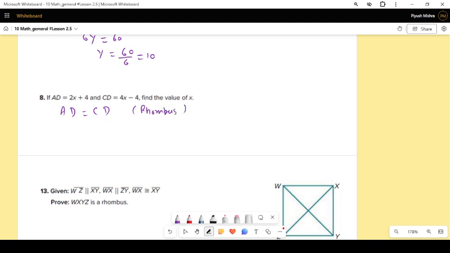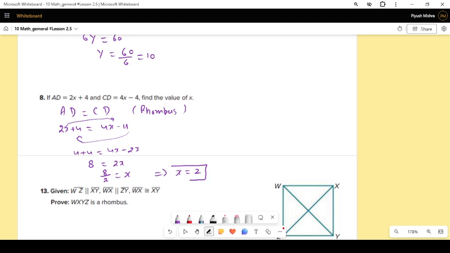So put the values. I can write here 2x plus 4 will be equal to 4x minus 4. Further solving it, I am transferring this one over here and this one over here. So I can write 4 plus 4 is equal to 4x minus 2x. Here you will get 8 is equal to 2x. So x is equal to 8 by 2, which is 2. So I have got the value of x also.